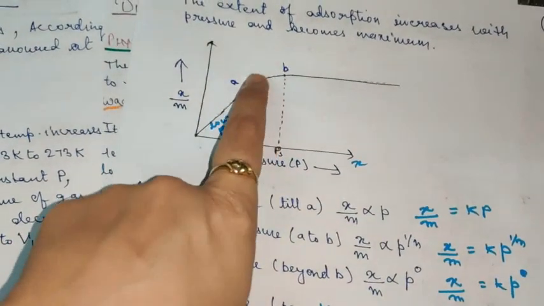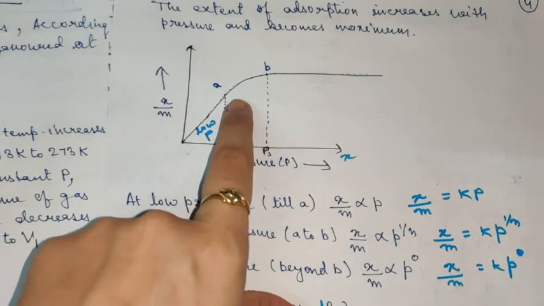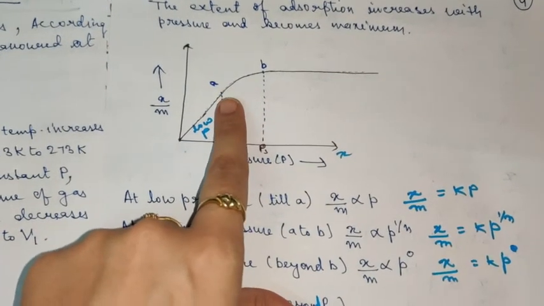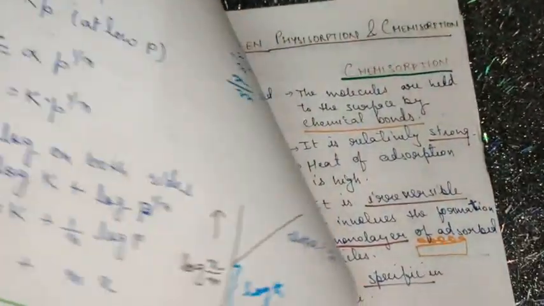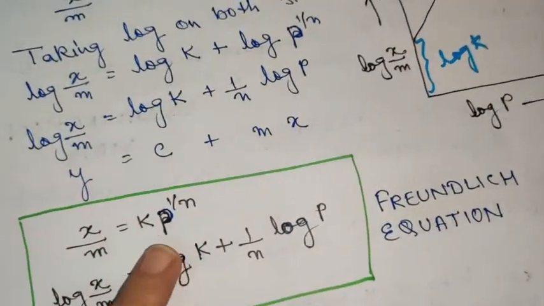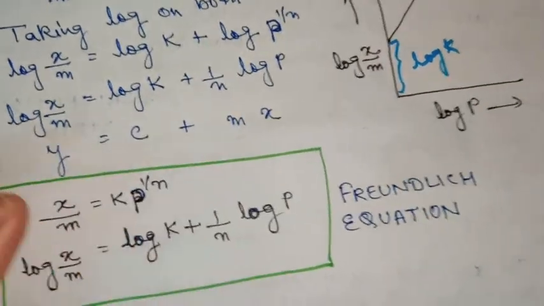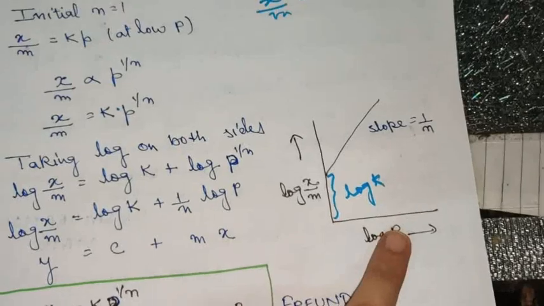The central zone A to B gives rise to an equation, the Freundlich equation, which is very important. And you have to remember this equation in both forms, in terms of log and in the general form, in exponent, in this form also. And this graph is also very important, children.